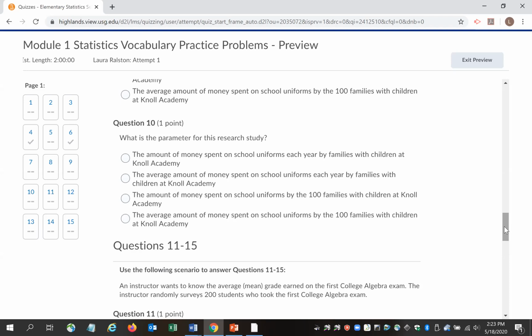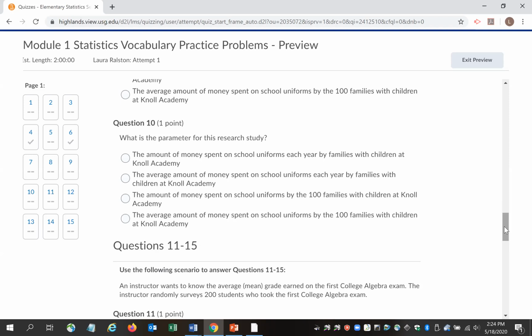Yeah, that's what I chose. The amount of money spent on school uniforms each year by families with children at Knoll Academy. That's the one I chose. Yeah, that's wrong. Then it says the average amount of money spent. The correct answer is the average amount spent on school uniforms each year by families with children at Knoll Academy. Because you need that word average. Again, that tells me the measurement that I'm going to use.